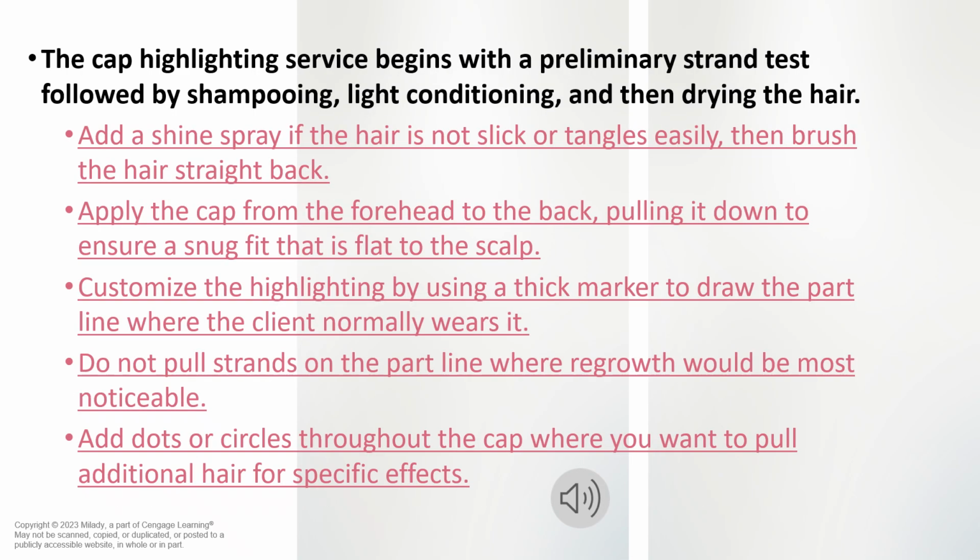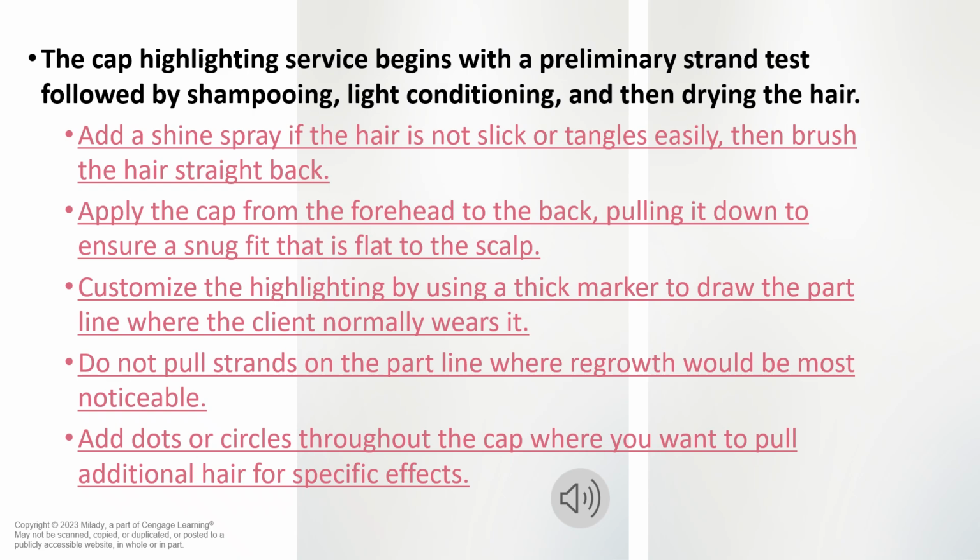The cap highlighting service begins with preliminary strand tests followed by shampooing, light conditioning, and then drying the hair. Add a shine spray if the hair is not slick or tangles easily, then brush the hair straight back. Apply the cap from the forehead to the back, pulling it down to ensure a snug fit that is flat to the scalp. Customize the highlighting by using a thick marker to draw the part line where the client normally wears it. Do not pull strands on the part line where regrowth would be most noticeable.